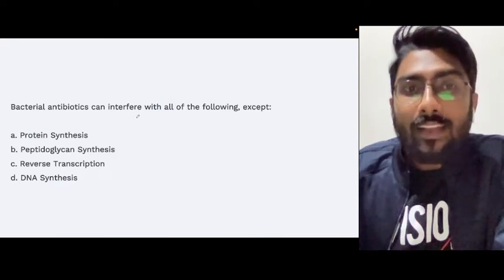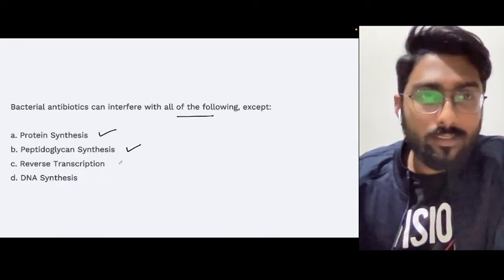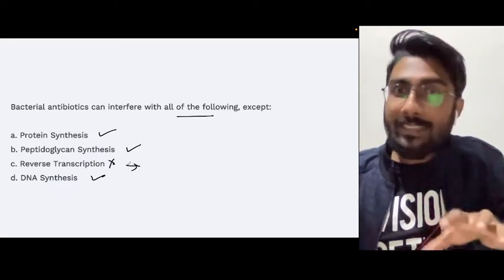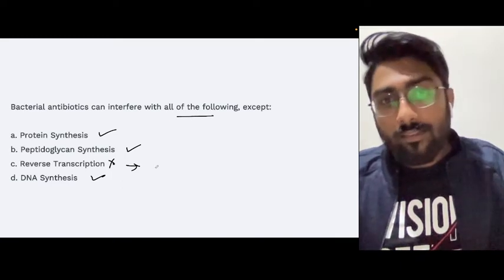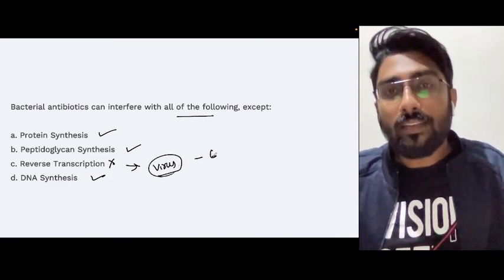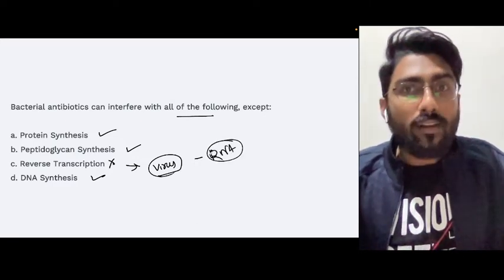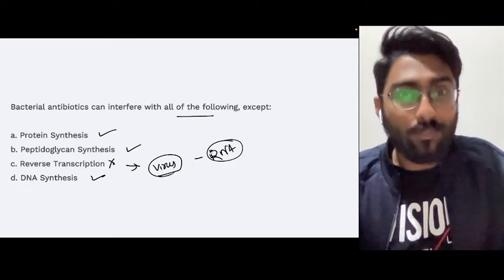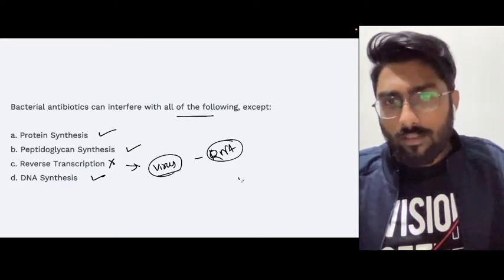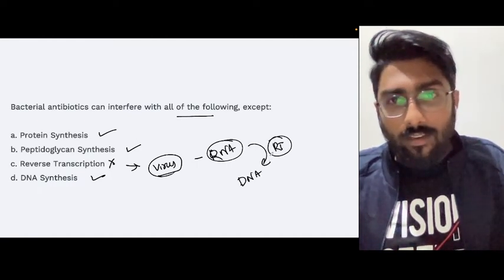Bacterial antibiotics can interfere with all of the following except: protein synthesis, peptidoglycan synthesis, reverse transcription. So, if we see the concept of reverse transcription, we can take the concept of the virus. Viruses have an RNA genome, but bacteria do not have an RNA genome, they have a DNA genome. So none of the bacterial antibiotics will inhibit this process from RNA to DNA by reverse transcriptase.